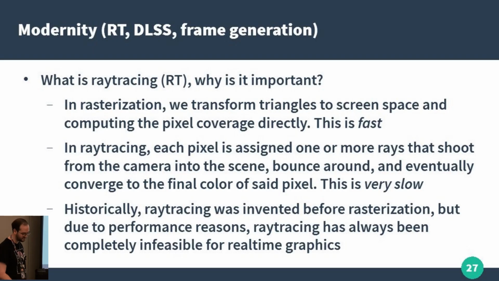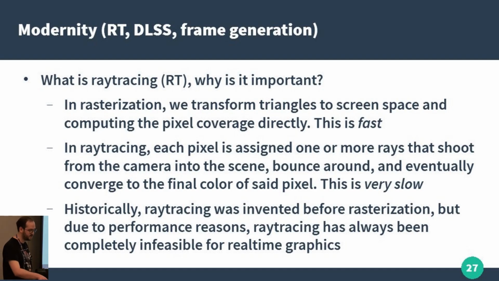So up to this point, what I've described is a rendering algorithm called rasterization. And just to cover it again, we transform the triangles to screen space, compute the pixel coverage directly, and color them in. This is very, very fast.